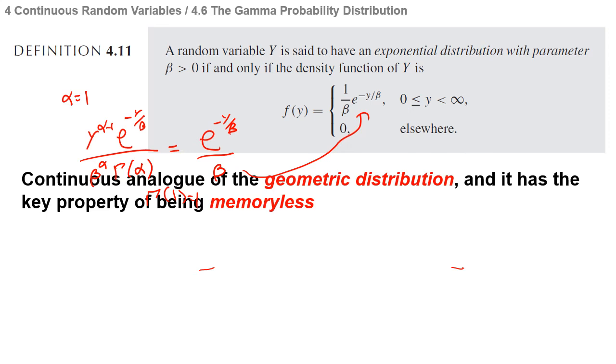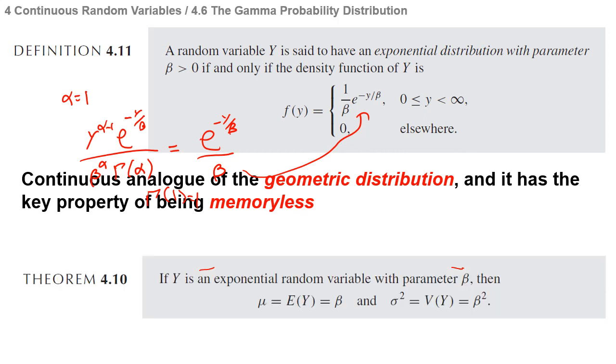And one of the important properties is that this exponential distribution is the continuous analogue of the geometric distribution, in that it has the key property of being memoryless. So both exponential distribution and geometric distribution have the memoryless property. I will explain it in the later slides. And for this exponential distribution, the expected value of y is beta, and variance of y is beta square. And if y follows exponential distribution, we describe it as y follows exponential distribution with beta. Okay.